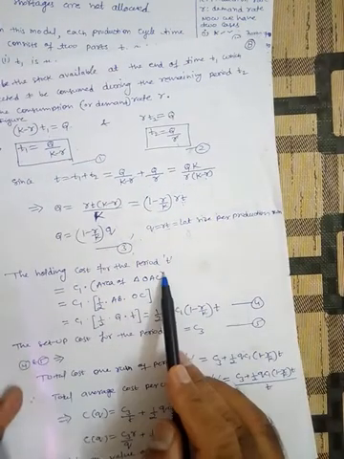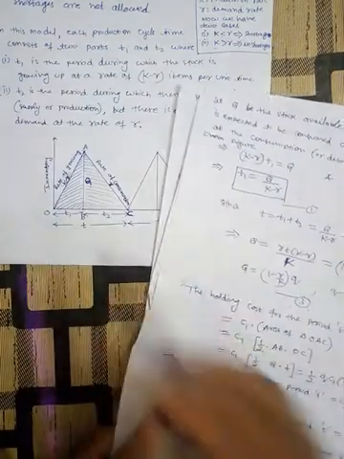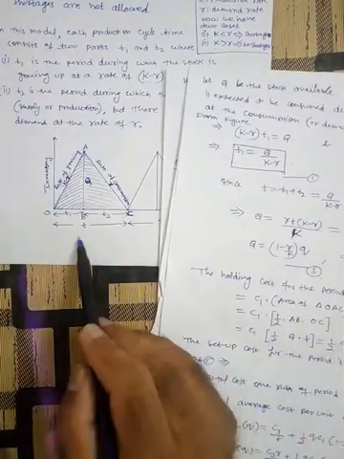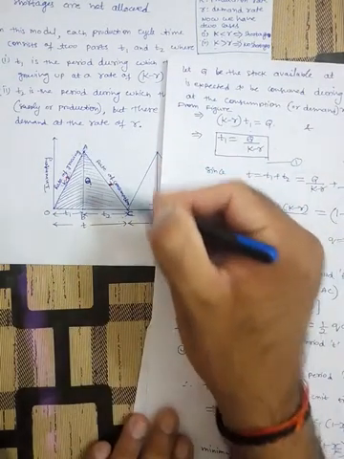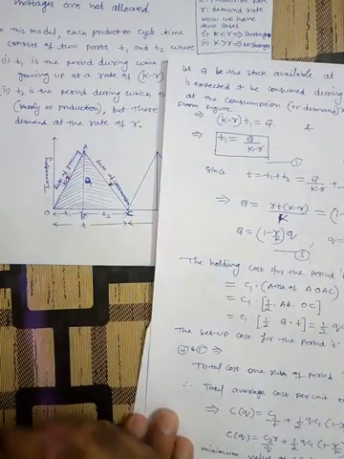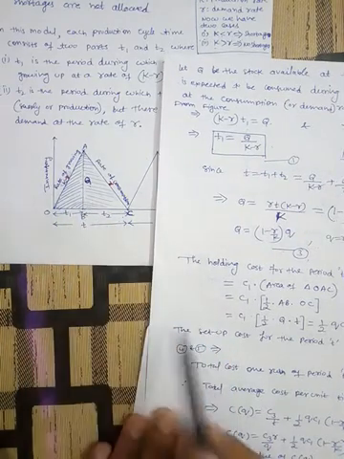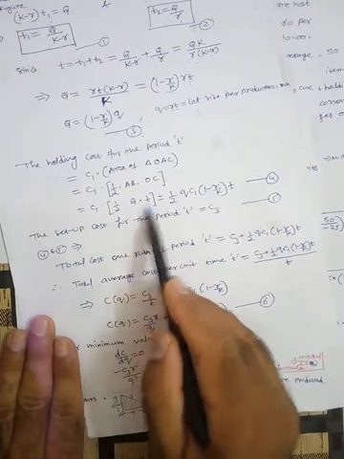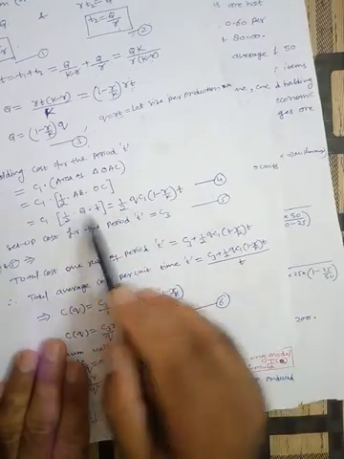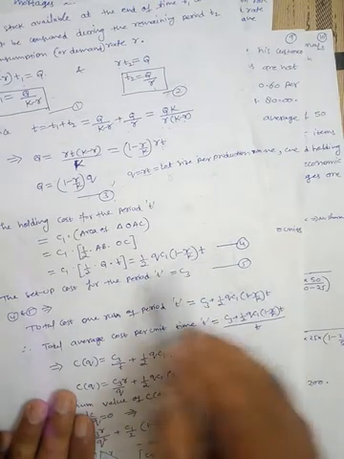So now the holding cost. Holding cost is obviously C1 into the area of this triangle, which is 1 by 2 AB. AB is this height, multiplied by OC, this distance. This height is Q. This distance is T. So 1 by 2 QT. 1 by 2. Put the value of Q from here. So we get this value.